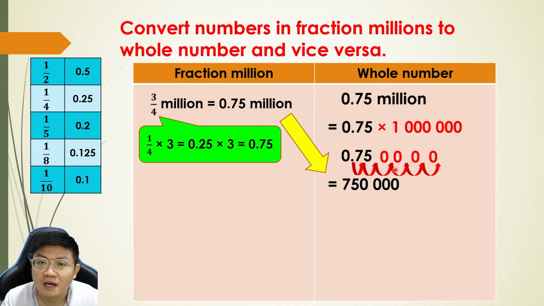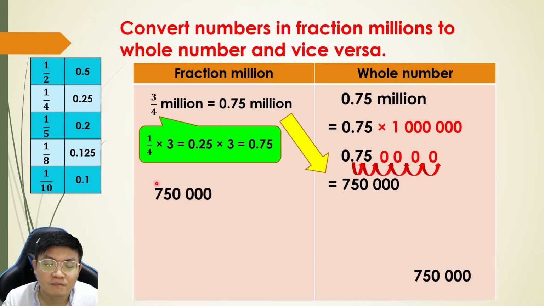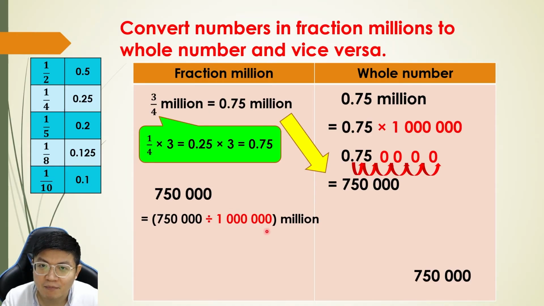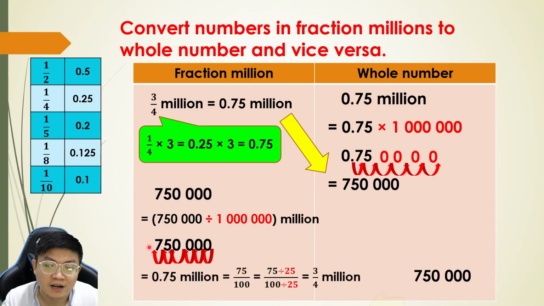But what if I want to convert back? 750,000. By taking 750,000, I divide by 1 million. But this time I do it in decimal form. It's okay. By taking 750,000, I shift 6 times: 1, 2, 3, 4, 5, 6. And the point is here. Then you should be writing 0.75 million.